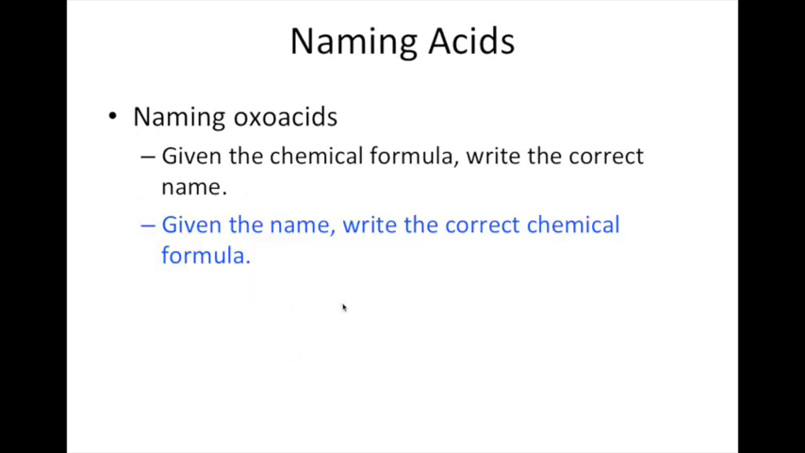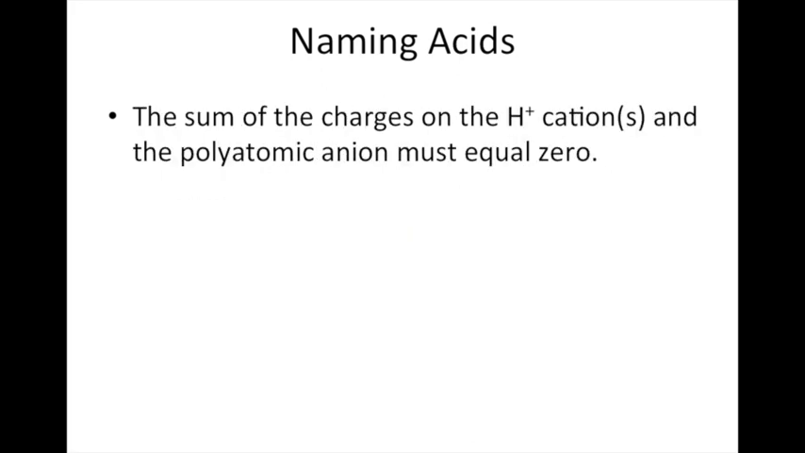So finally, let's look at how to write the correct chemical formula for an oxoacid when we're given the name. As before with ionic compounds and binary acids, the sum of the charges has to add up to 0. So we need to have an appropriate number of hydrogen ions to balance out the negative charge or charges on our polyatomic anion.